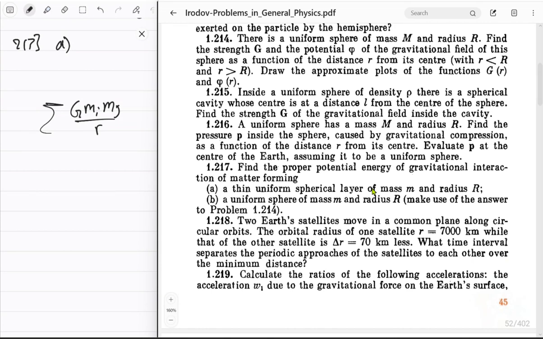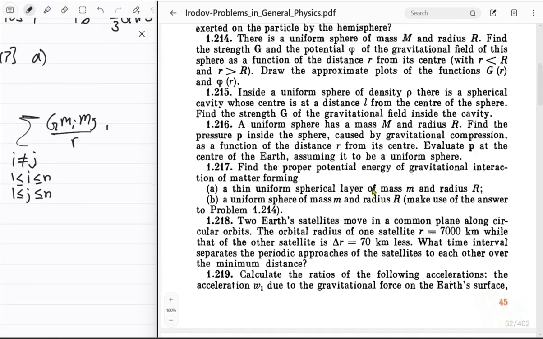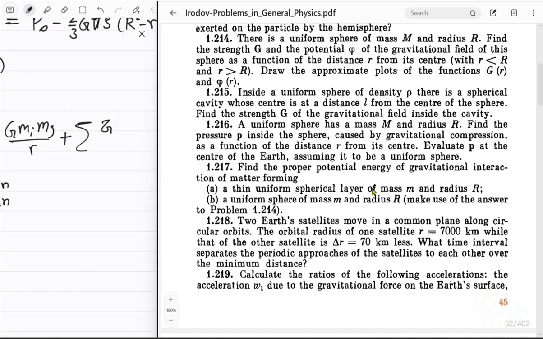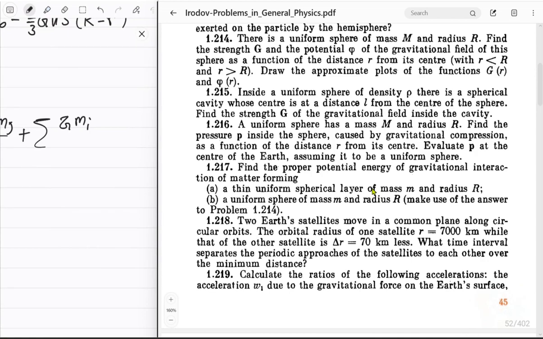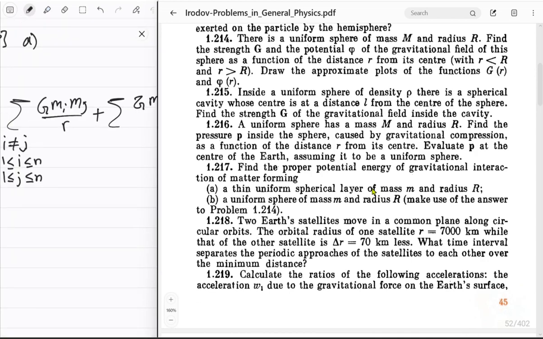And i and j both run over the same set, and i and j cannot be equal. So the summation is over i not equal to j. It's kind of like a double summation, if you ask me. You're summing this up, and i goes from 1 to n, and then j also goes from 1 to n. That's the kind of sum that we are looking for. So what we can do is insert this extra stuff. So G, m_i, oh, this is not helping. Okay, something else.